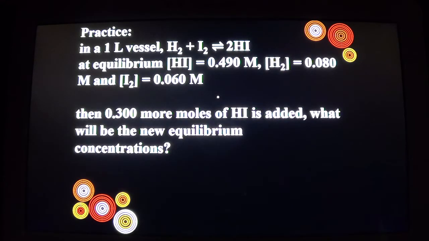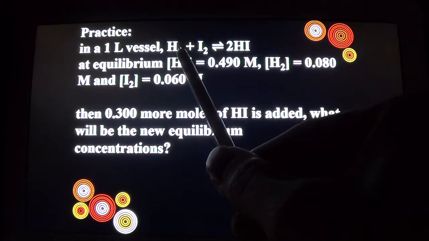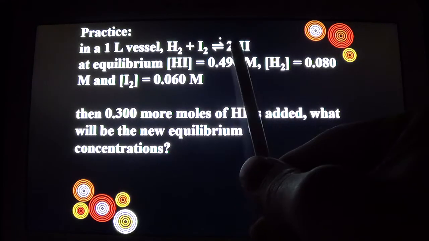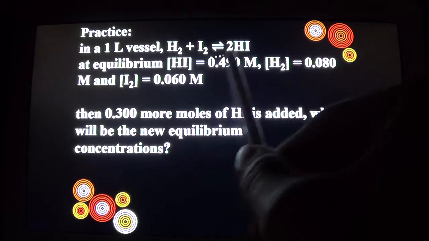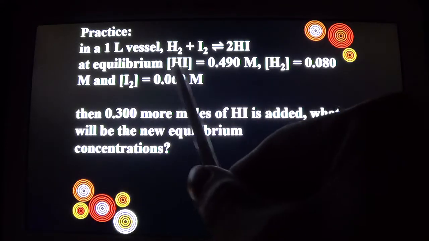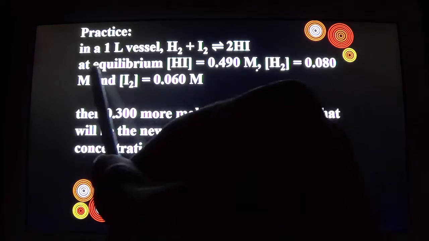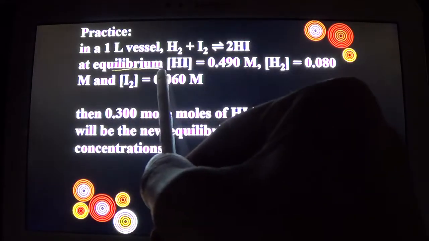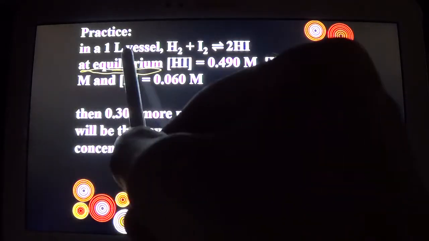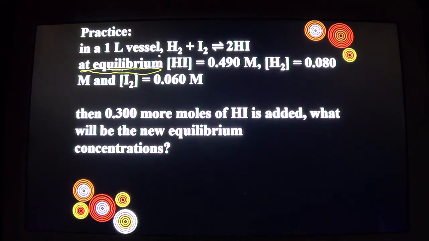So let's look at what we've got going on. In a 1 liter vessel, we have hydrogen and iodine forming hydrogen iodide. That must all be gases, but it doesn't matter because we have concentrations at equilibrium. So am I going to use a K or a Q? I'm definitely going to use a K because I'm told at equilibrium.